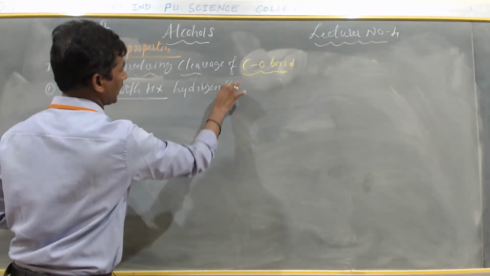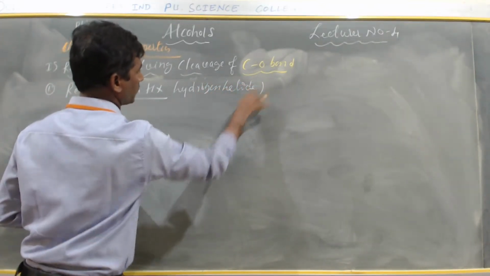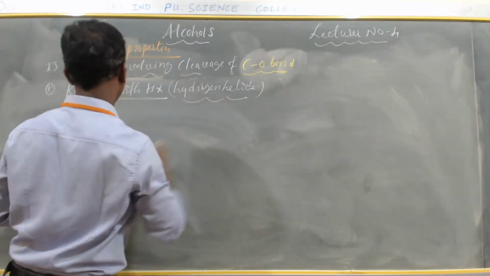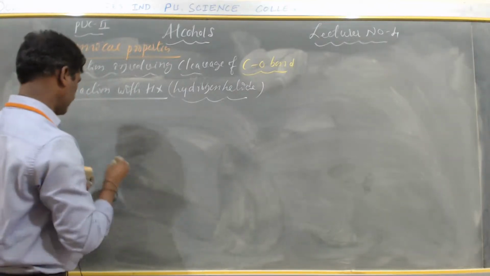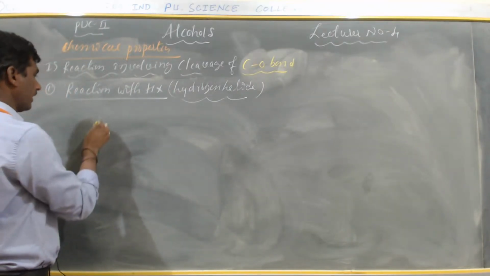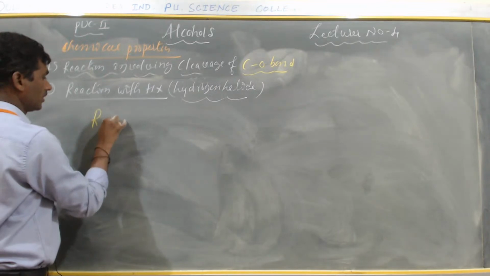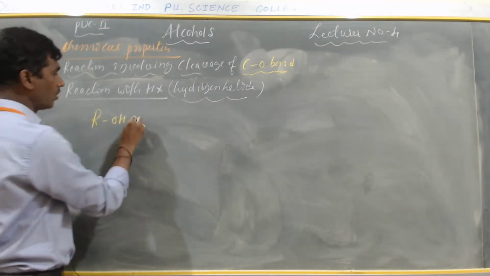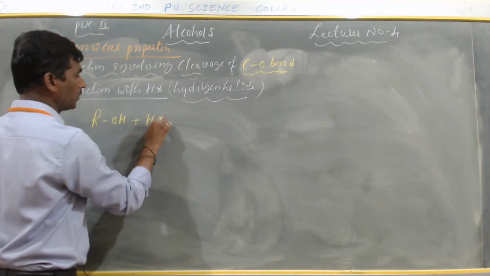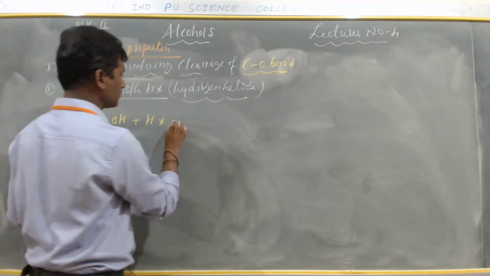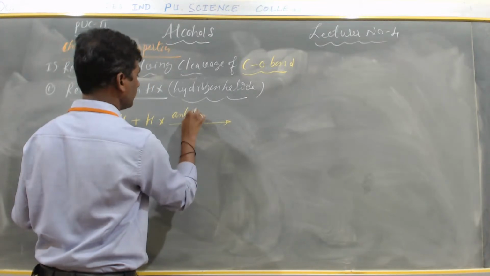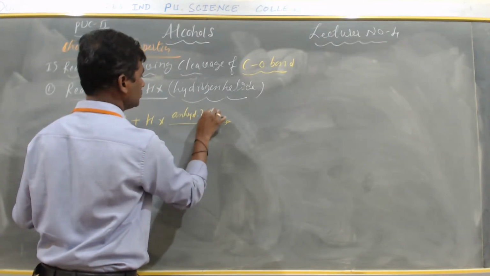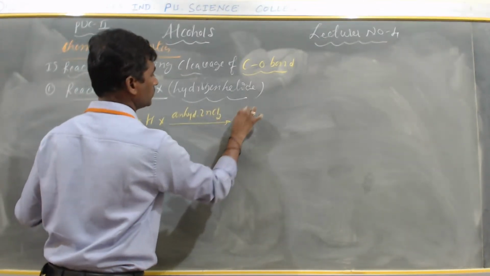X means what? Halide. Hydrogen halide. In this reaction with the hydrogen halide, what can I write here? First, I can write alcohol, ROH. Alcohol is treated with what? Hydrogen halide, in the presence of anhydrous zinc chloride.